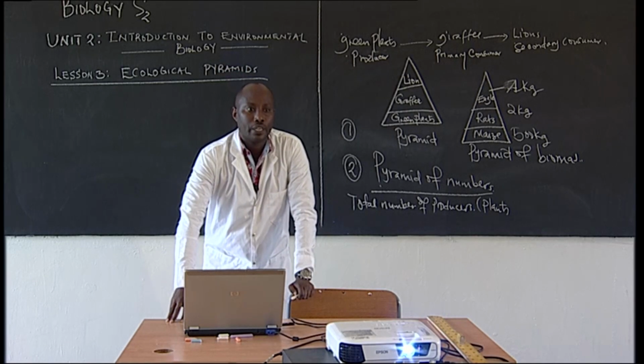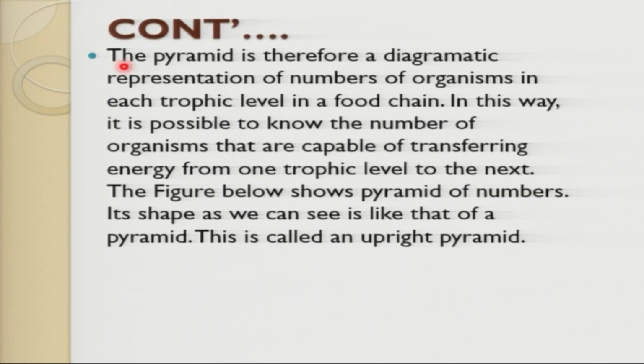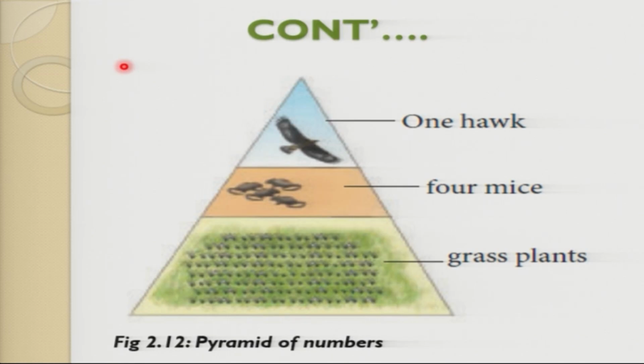So we're going to have the figure. The figure below shows a pyramid of numbers. We are going to see the diagram showing how energy is being transferred from one trophic level to the next trophic level, okay? Its shape, as we can see, is like that of a pyramid, and this is called an upright pyramid. I will give you more time to think about the pyramid of numbers and the pyramid of biomass, okay? That is the diagram.